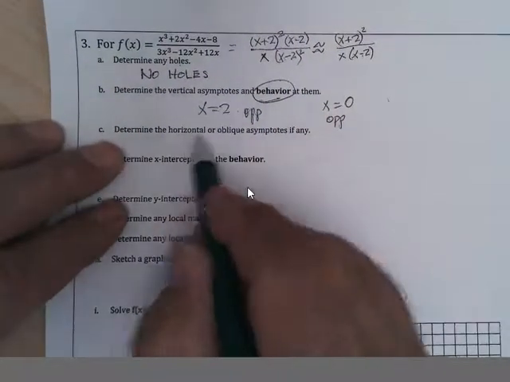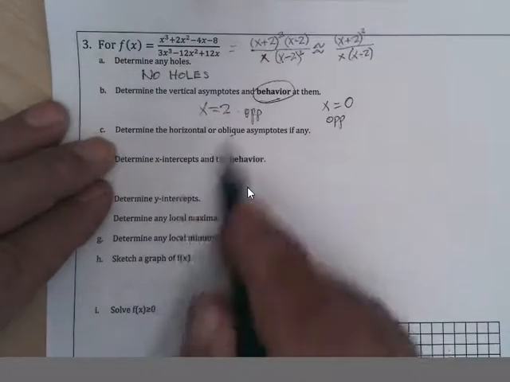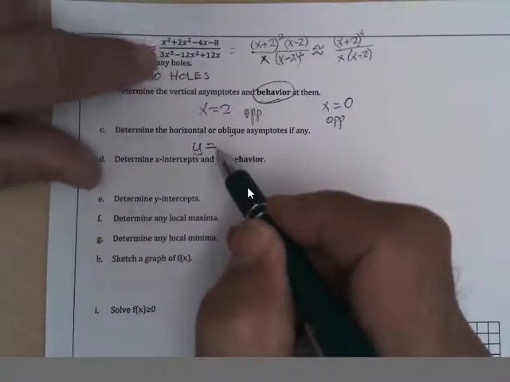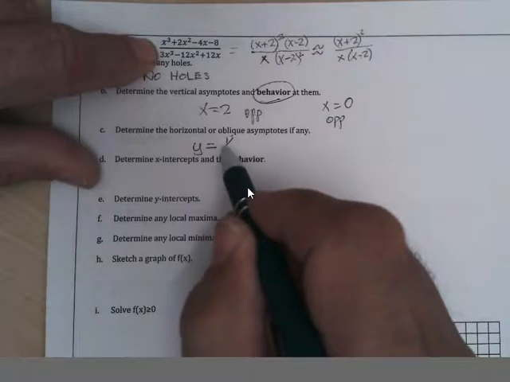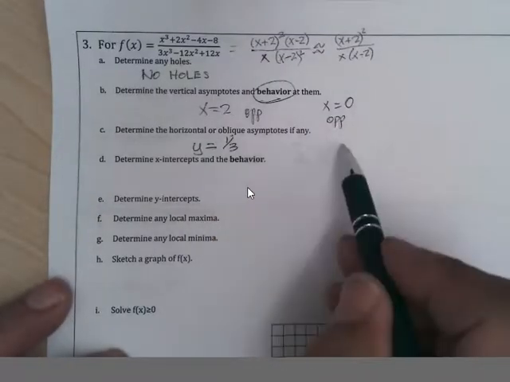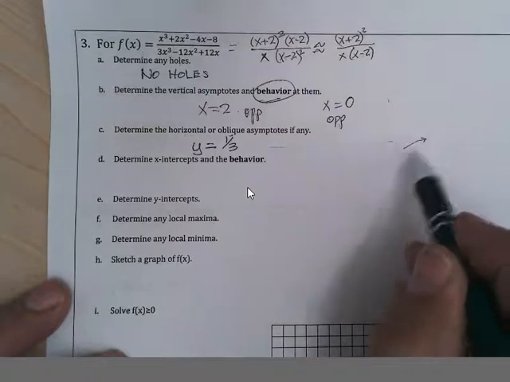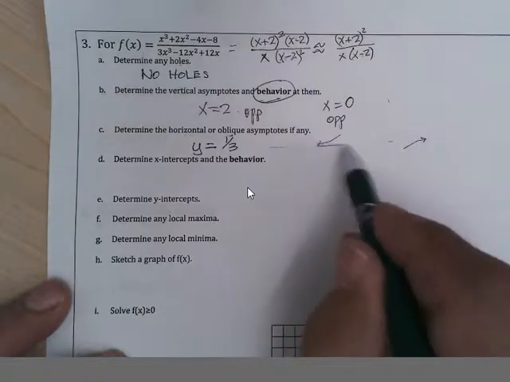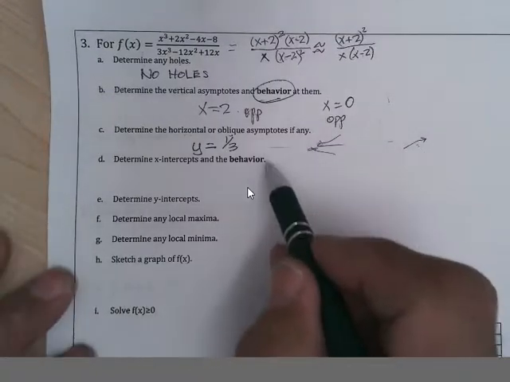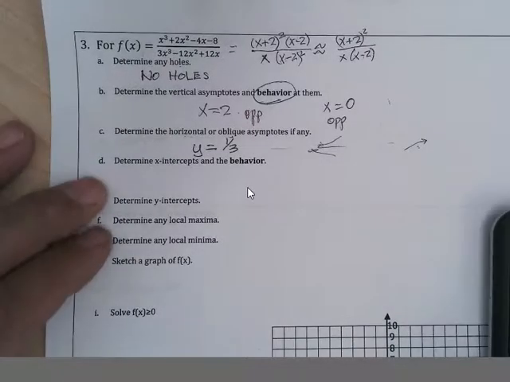Determine the horizontal or oblique asymptote. Well, the degrees are the same, so it's y equals the ratio of the leading coefficients, which is 1/3. So that means the end behavior, as you get really far out, it gets closer and closer to 1/3, maybe from the top or the bottom, but whatever. So I could include a question, what is the end behavior?